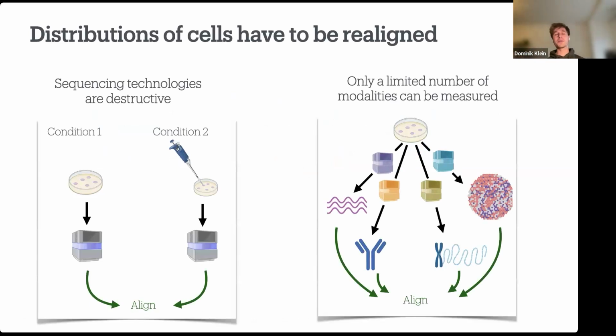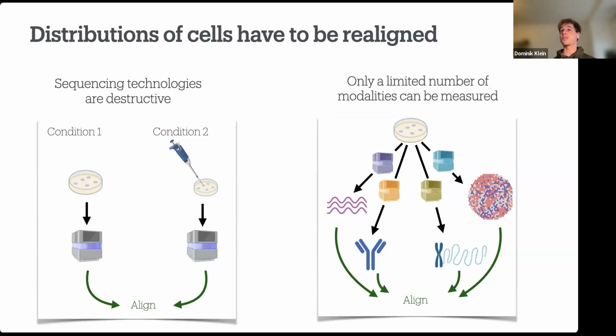So why is optimal transport actually relevant in single-cell genomics? This is due to mainly that distributions of cells have to be realigned, because sequencing technologies are destructive. So for example, whenever we look at perturbations, we have the control distribution and the perturbed distribution, but it cannot be the same cell. So we cannot measure before, for example, some perturbation and after that perturbation. And hence we have to somehow align them.